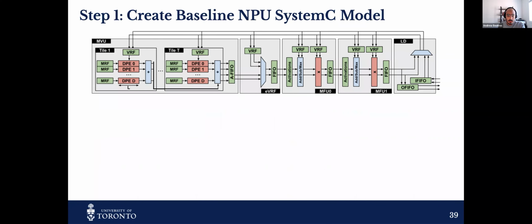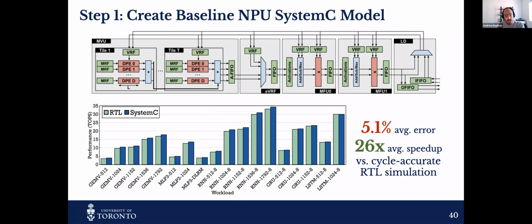So the first step was to create a baseline SystemC model of the NPU. We take this architecture that I just described, we write a SystemC model for the different blocks, and then we compare it to the RTL that we have for the NPU. I'm showing here that the SystemC model can model the NPU performance with very high accuracy. The average error is about 5%, but it's much, much faster than simulating it in RTL. It's about 26 times faster and accurately models the performance of the NPU.